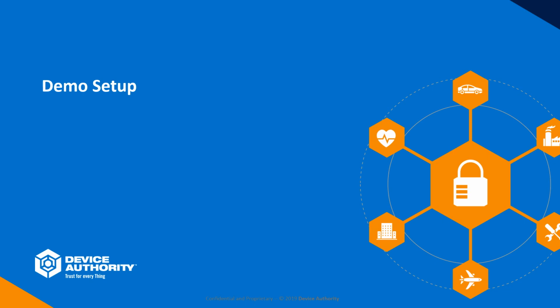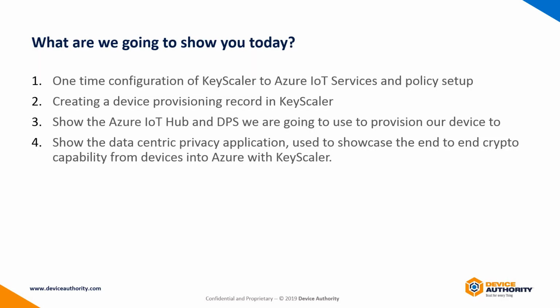Let's now get into the demos. And we have 4 areas to look at today. The first one being how we configure KeyScaler and set up the policy. The second one being, how do we create a device provision record in KeyScaler to whitelist a device? The third is all about how we show Azure IoT Hub and DPS and how we're going to use that and provision a device to it.